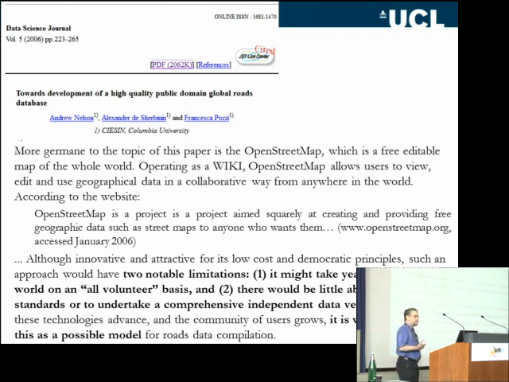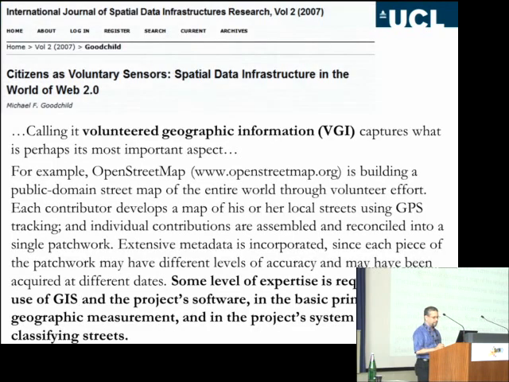It's interesting because it appeared in a paper about the development of a global public domain road database. At that time they were saying two notable limitations about OSM: it might take years to cover the world on an all-volunteers basis, and there would be little ability to impose standards or to undertake comprehensive independent data verification. I think both of these are things you need to think about, because the research is actually showing that those assumptions are not completely correct.